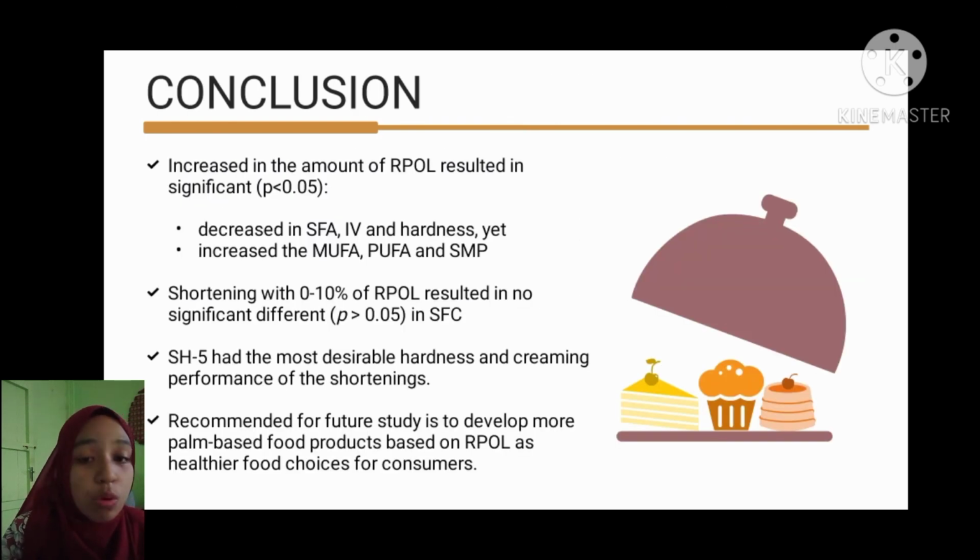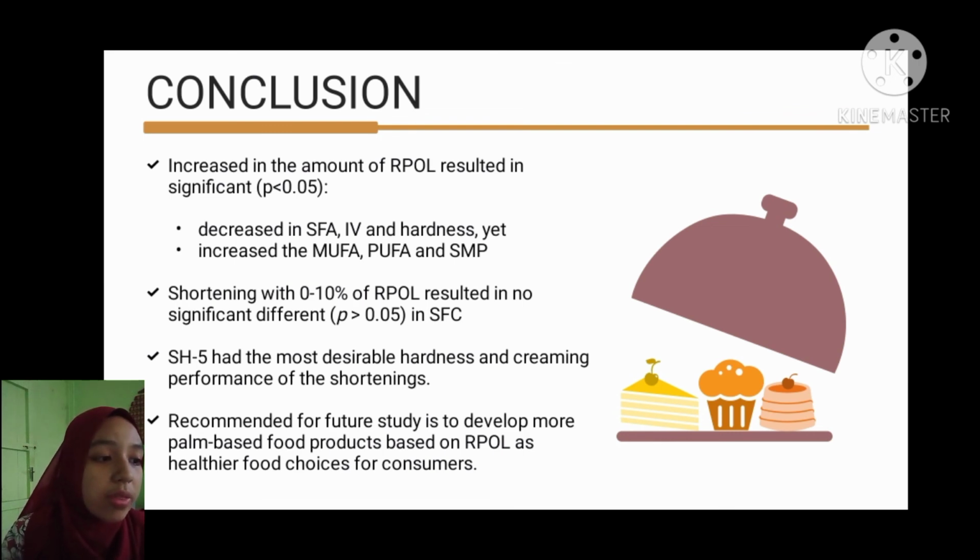Lastly, I would like to conclude my presentation by saying that an increase in the amount of red palm olein results in a significant decrease in saturated fatty acid, iodine value, and also hardness, yet increases the mono and also polyunsaturated fatty acid, as well as the slip melting point of the shortening.